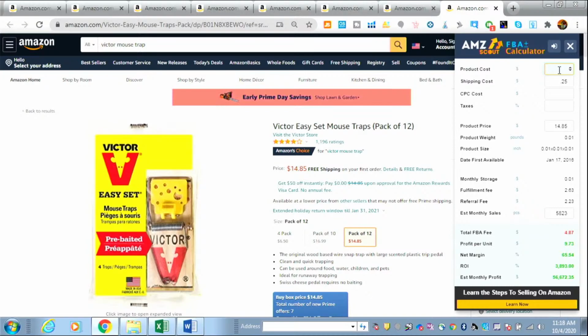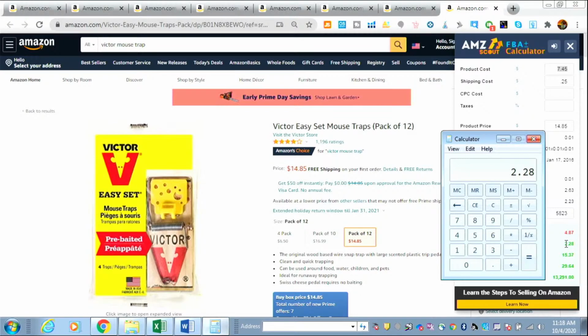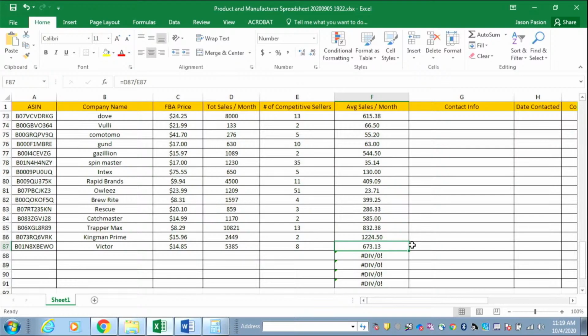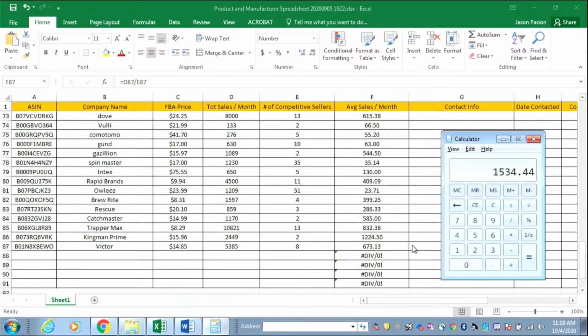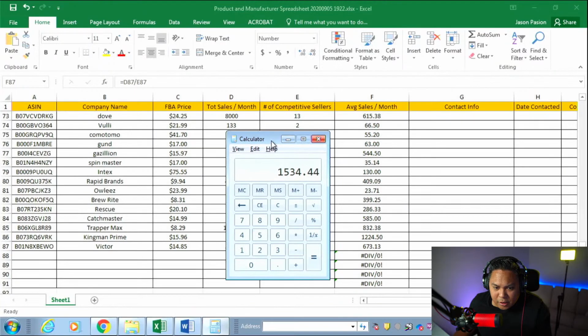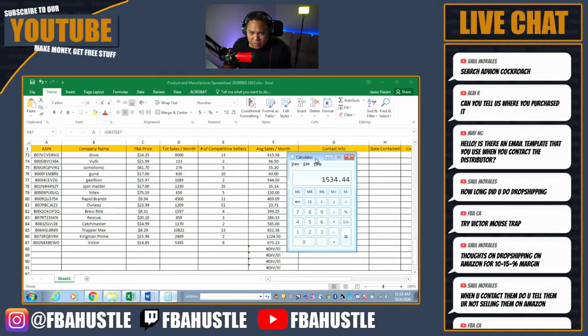So what is it? $14.85 is the FBA price, $7. Okay, that ROI is 37, so we're almost there, $7.50. $7.45. Yeah, so around there. So if you can get this pack of 12 for $7.45, that's 30% ROI. You're looking at a net profit of $2.28 times however many units you can expect to sell per month, which is 673. So this one product you can actually net profit $1,534 per month. So yeah, good find.